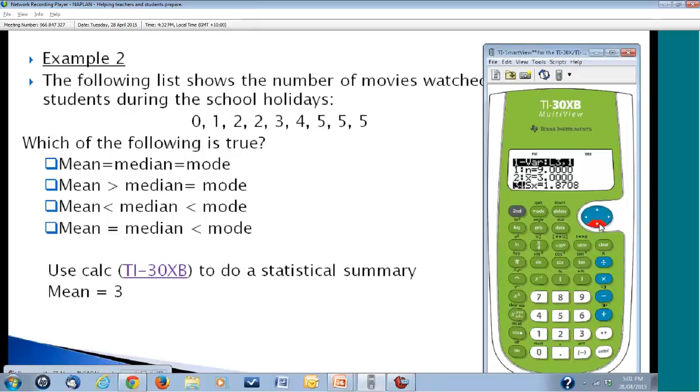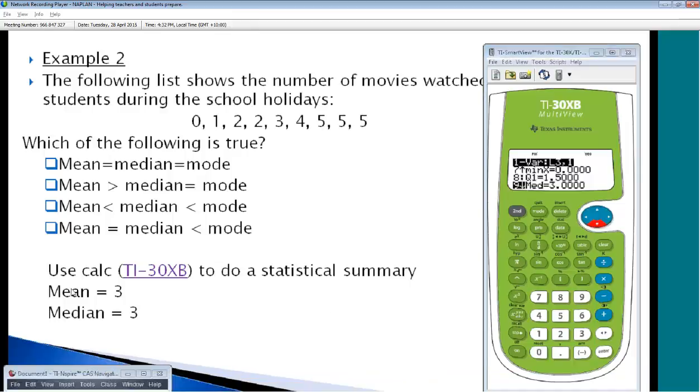What I'm also able to find with my calculator by scrolling down is my median is also 3 in this case. So what I should be able to do now, mean and median are equal to each other. So straight away I can cross out the second option here because that said the mean is greater than the median, and this third option, the mean is less than the median. So what I need to look at is either the first answer or the last answer there.